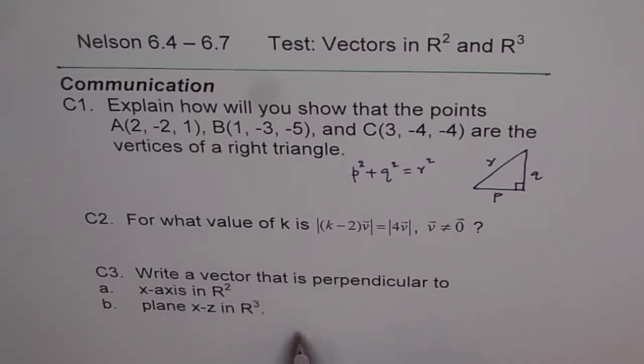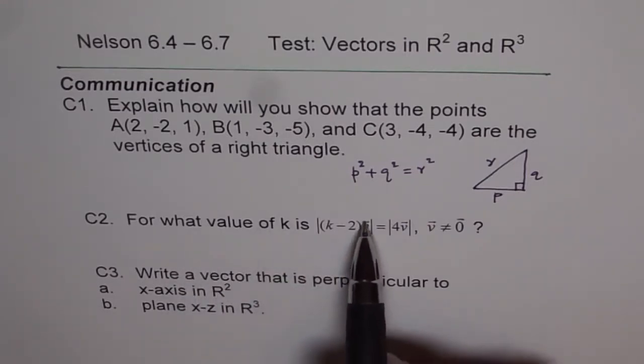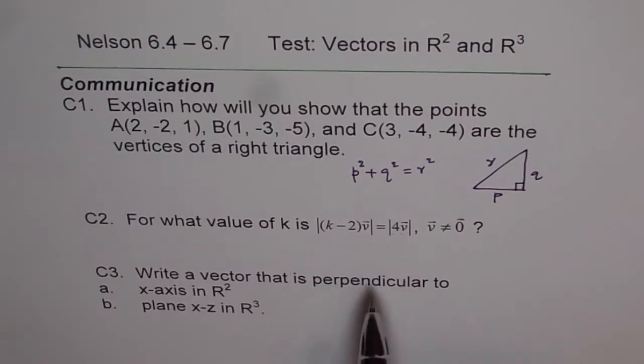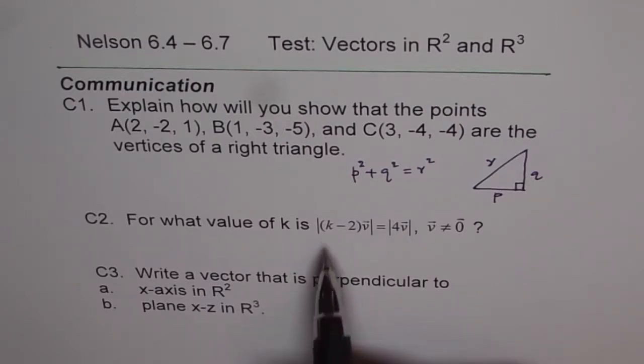C2. For C2, the magnitude of this term should be 4 times the magnitude of v. That means k minus 2 should be 4, and so k should be 6, correct? So that gives you the answer for C2.